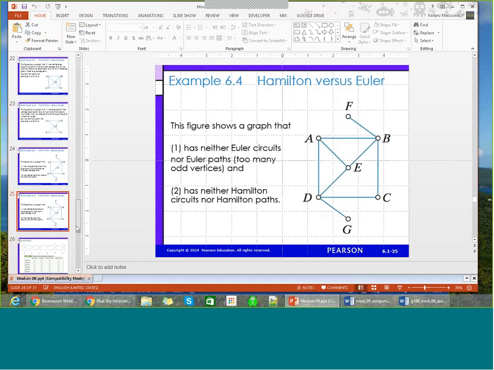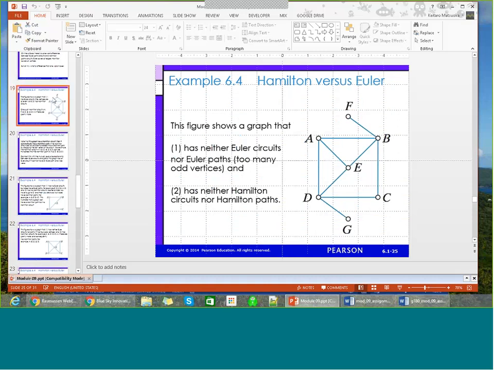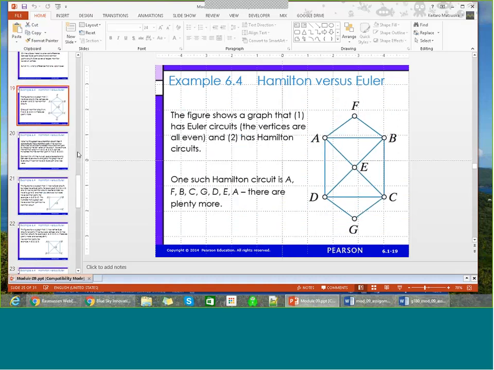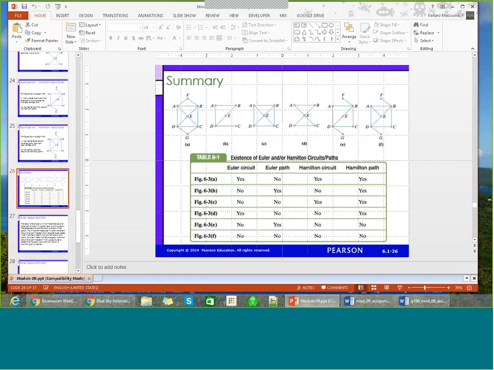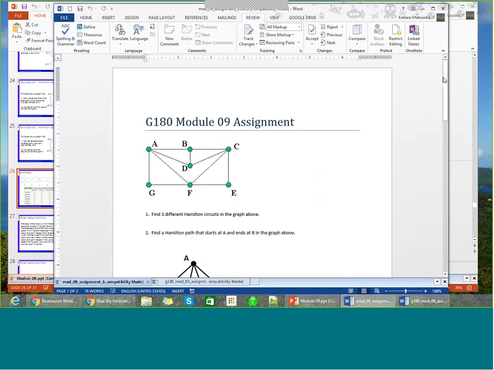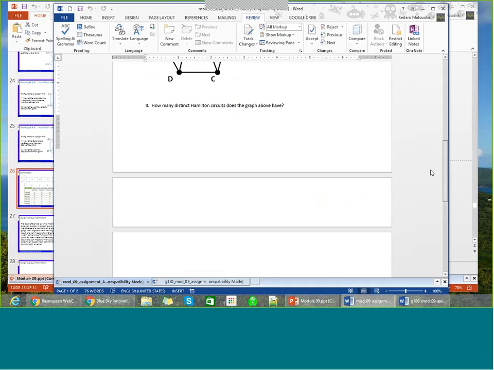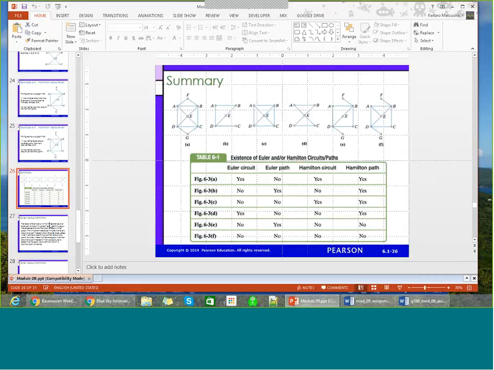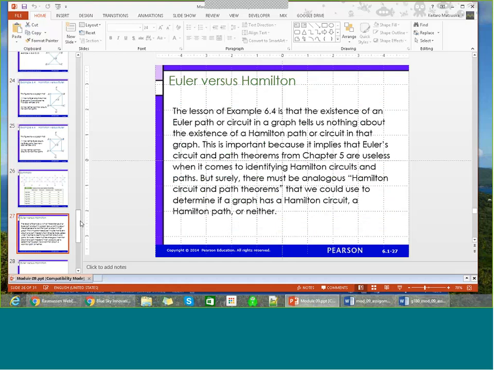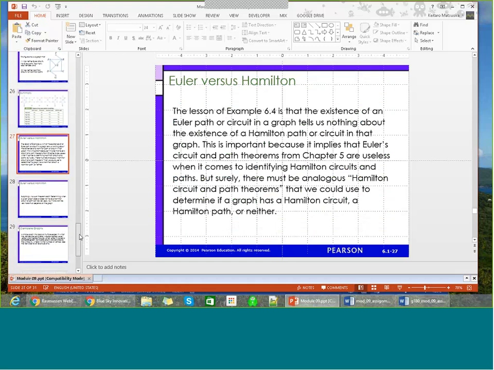In this section from slide 19 to 26, here's a summary. It will help you with assignment problem number 5. Okay. More difference between Euler and Hamilton.